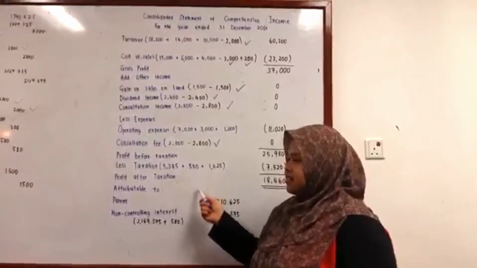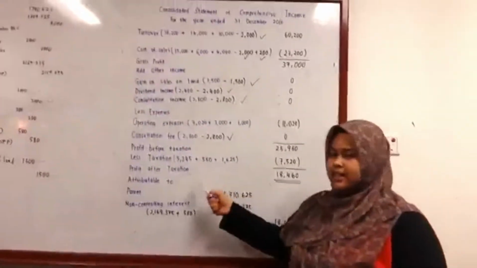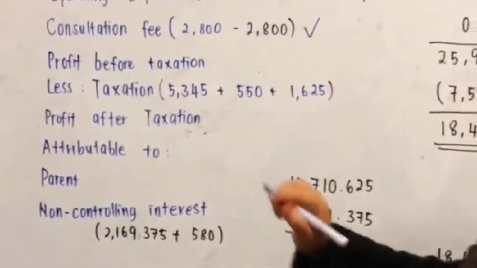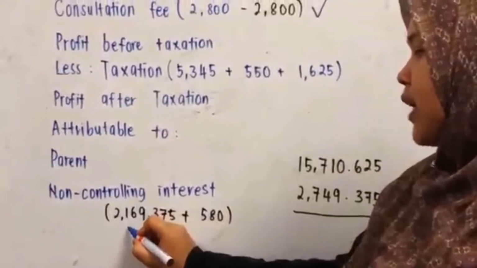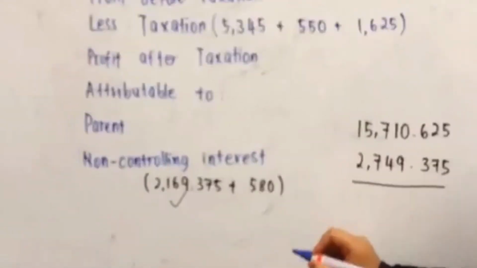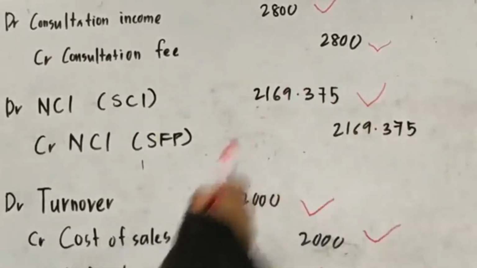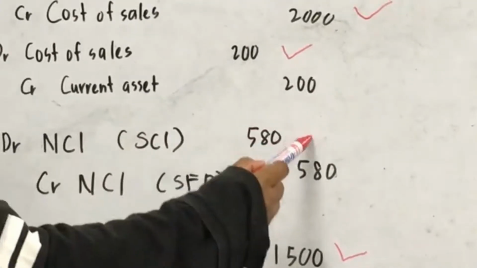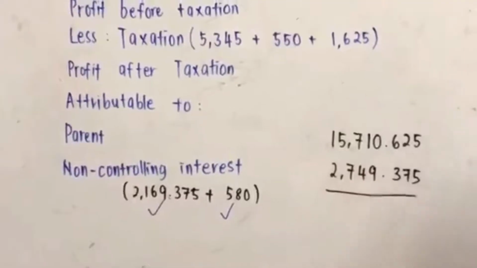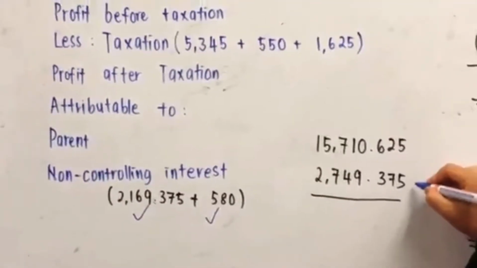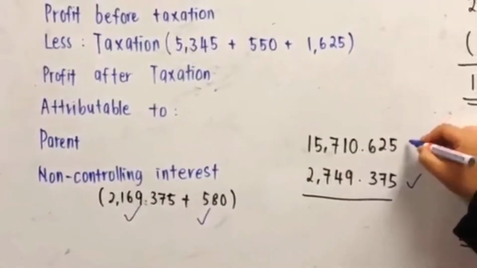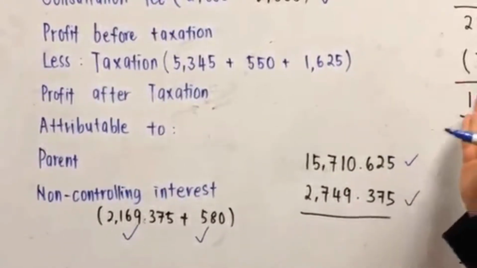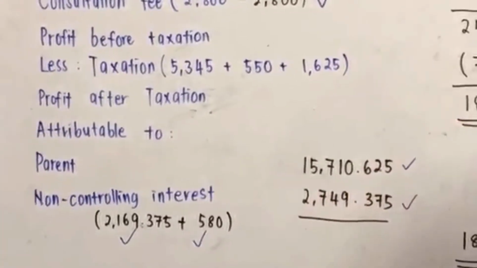For profit after taxation, we need to attribute to parents and non-controlling interest. As in the journal entry, we debit the NCI for 2,169.375 and debit NCI for 580. So we have the total of NCI over here. And for the amount attributable to parents, it is the balancing amount from the profit after taxation minus the non-controlling interest.